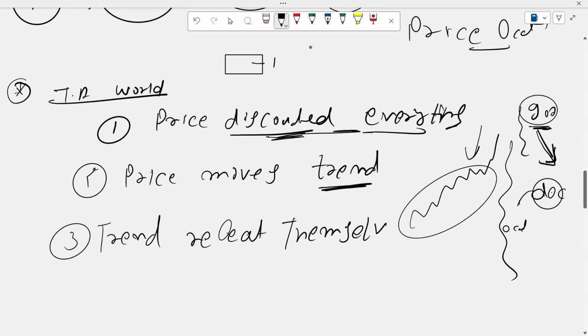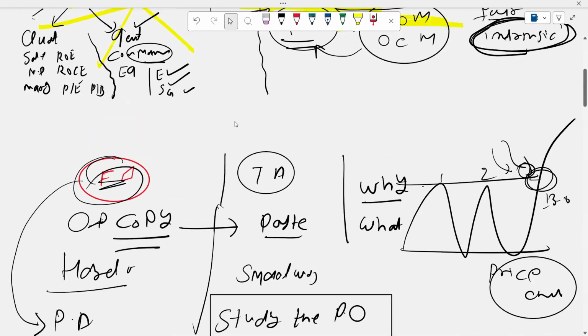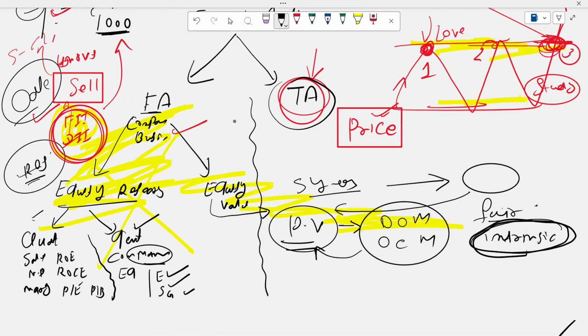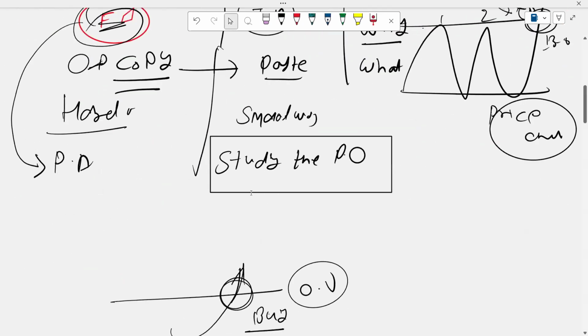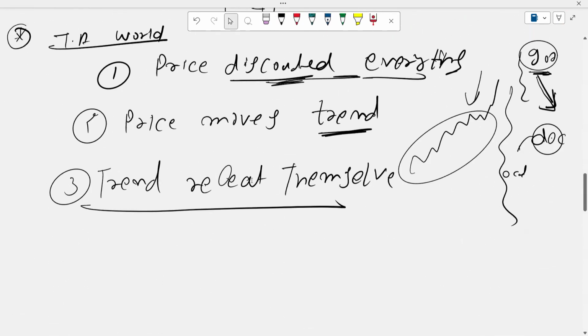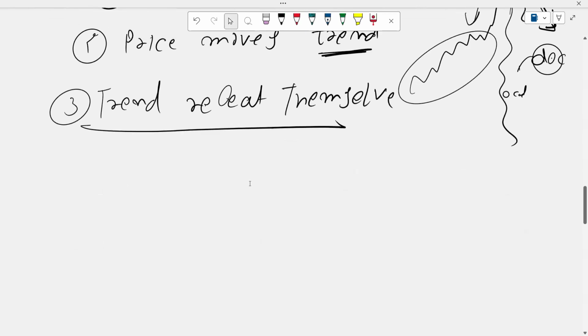Okay, these are the three assumptions in technical analysis. In this, I just told you the importance of technical analysis. Why are we doing technical analysis? Because we cannot do real fundamental analysis. That's why we are doing technical analysis, and it is very easy.